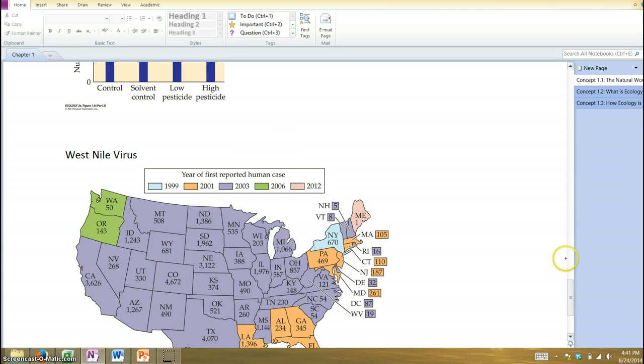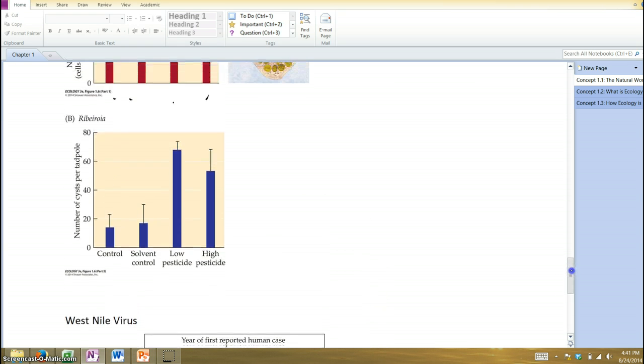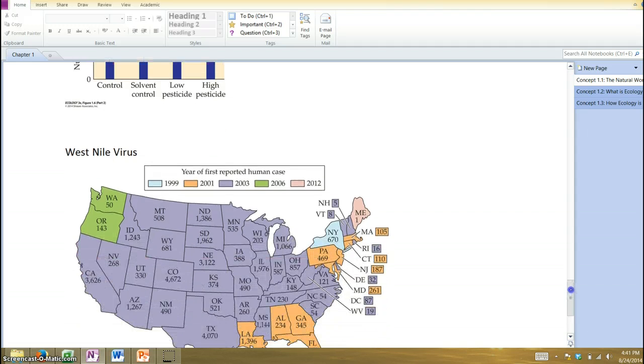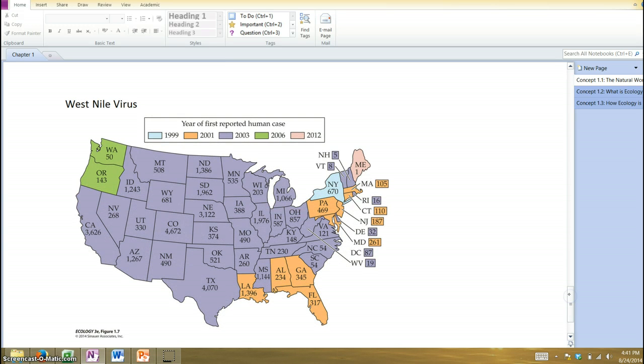So it appears, and this work suggests, that things that people do, in this case allowing pesticides to get into water, have an effect on this other species. And in many cases, the things we do can affect natural systems and can affect ourselves and our own health.